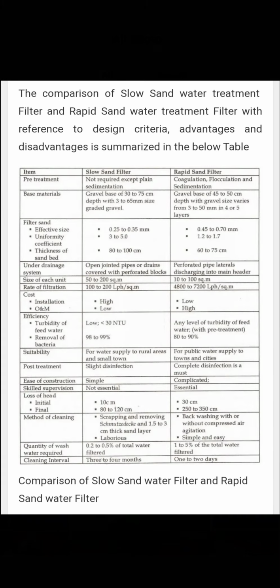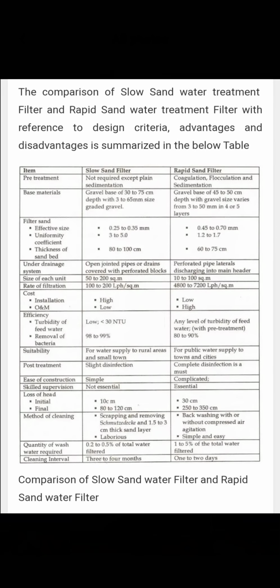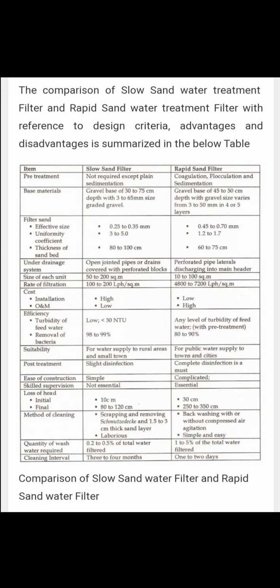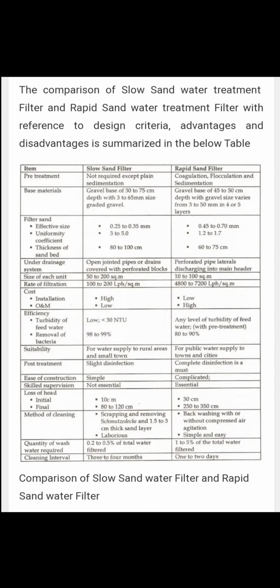The gravity filter is the filter which is used without pressure. That means the water is allowed to pass freely by gravitation. That's why this filter is called a gravity filter. This gravity filter is of two types. The first type is the slow sand filter, and the second type is the rapid sand filter.